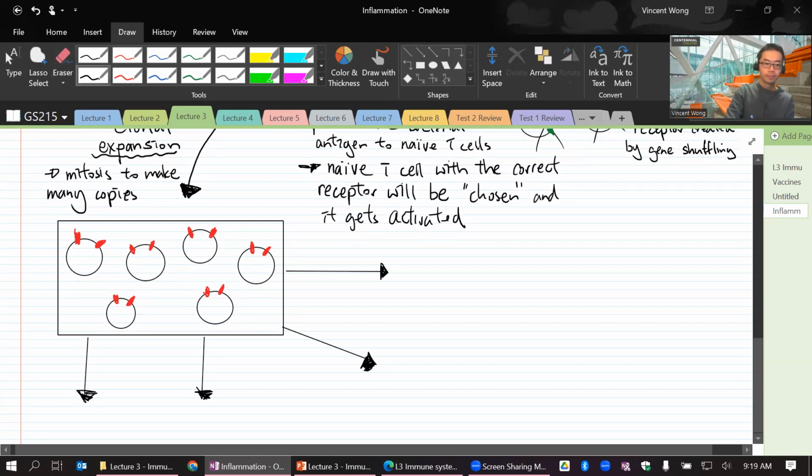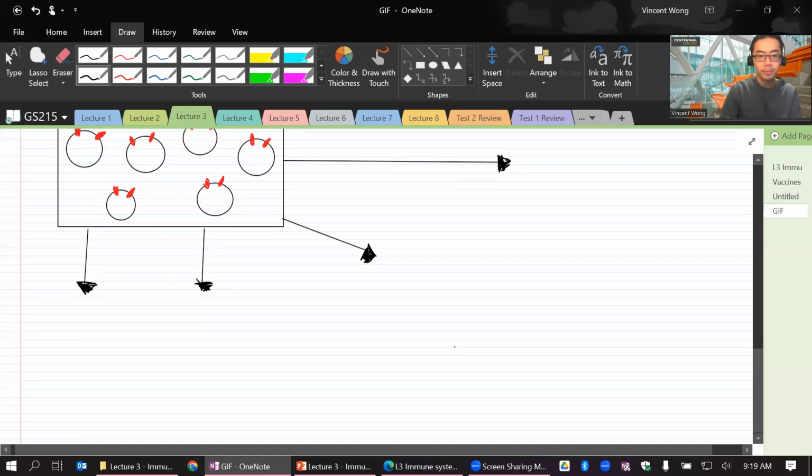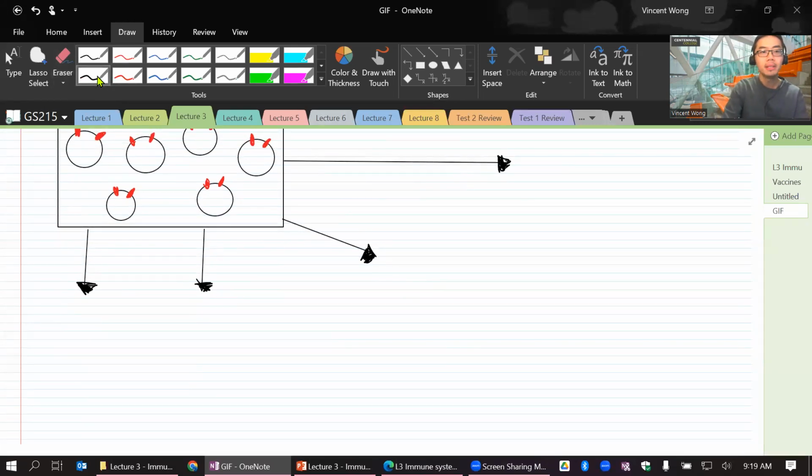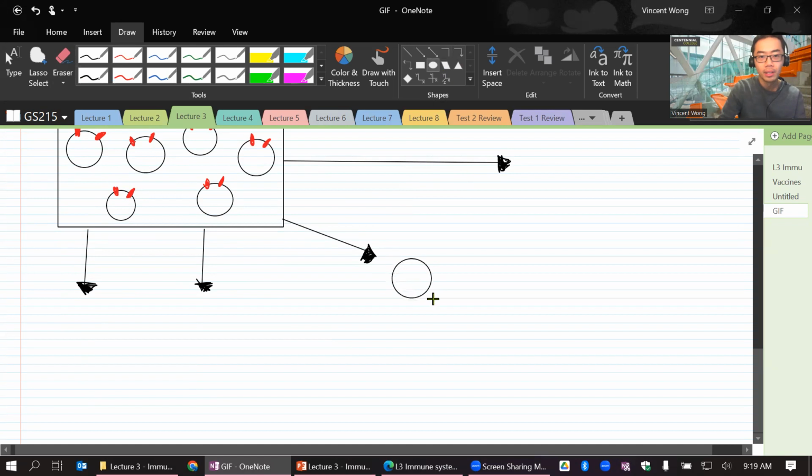Let's make this longer. Okay, we'll do that one last. We're gonna go over here. So some of them are going to become what's called killer T cells. I'm gonna give this cell a gun or something. So that would be a killer T cell.